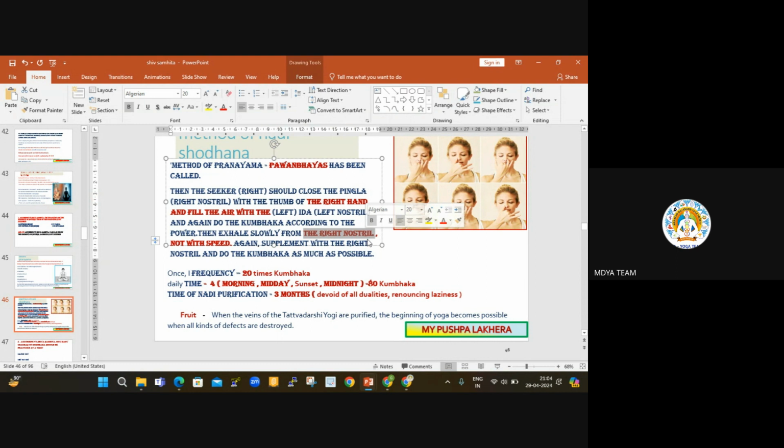Then again, follow the same procedure: first close the left nostril and breathe in through the right, then breathe out through the left, adopting kumbhak.